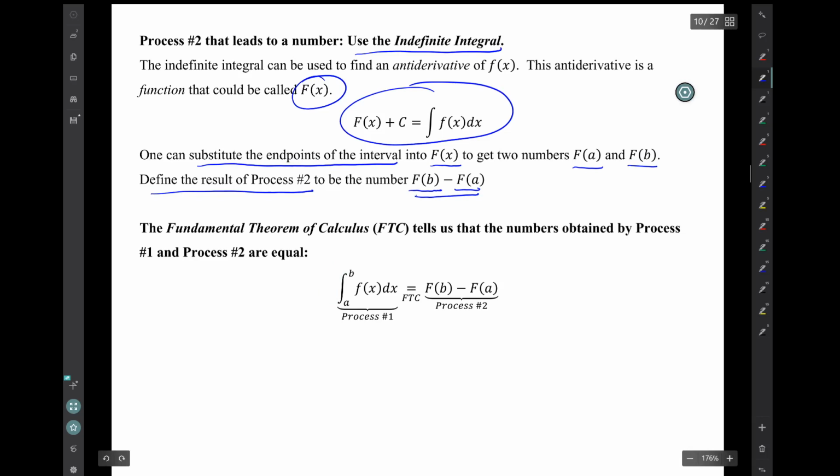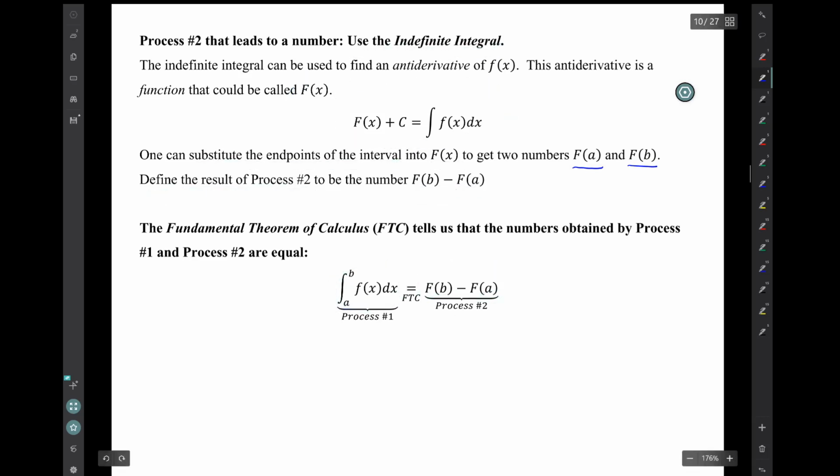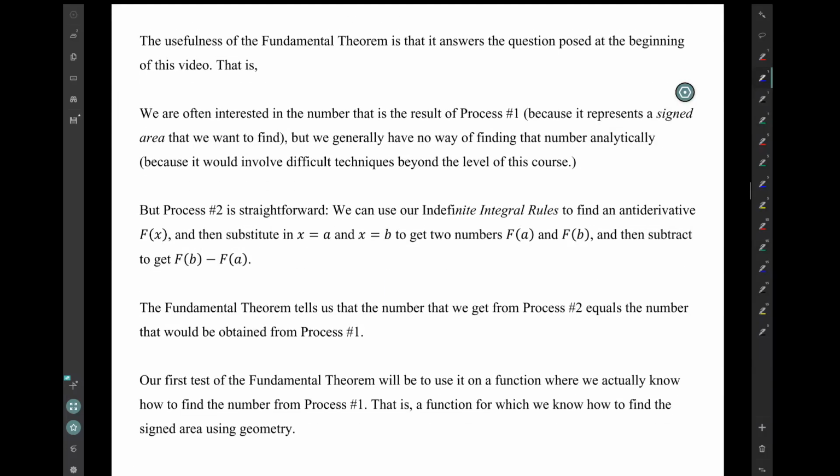So process number 1 was to use the definite integral to get a number. Process number 2 was to use the indefinite integral to get a number. The fundamental theorem of calculus says the results of those two processes are equal. The usefulness of this fundamental theorem is that it answers the question posed at the beginning of the video. That is, we're often interested in the number that's the result of process 1 because it represents a signed area that we want to find.